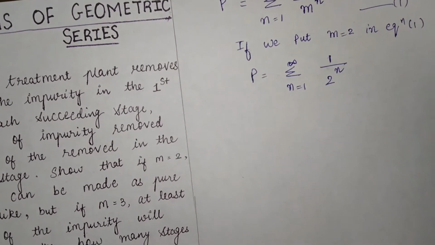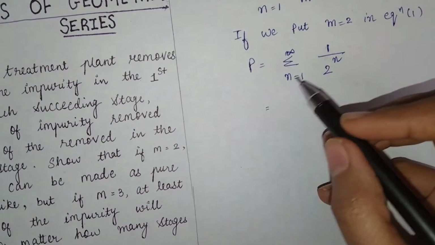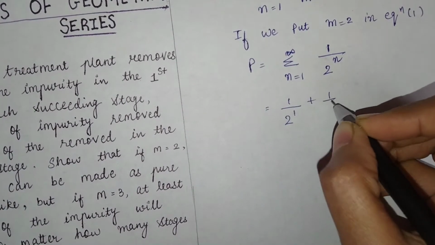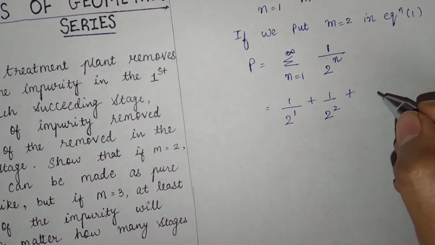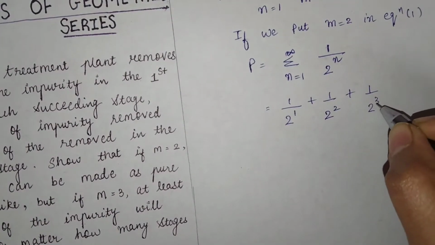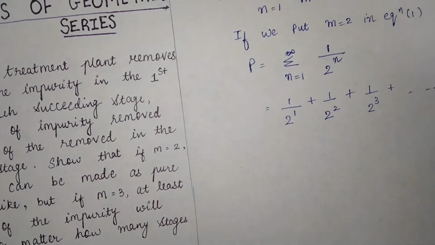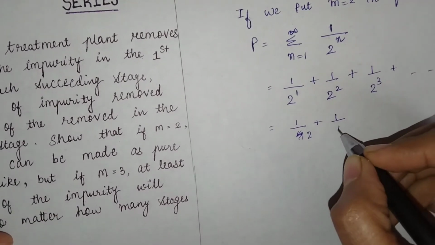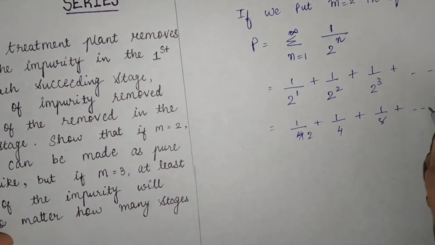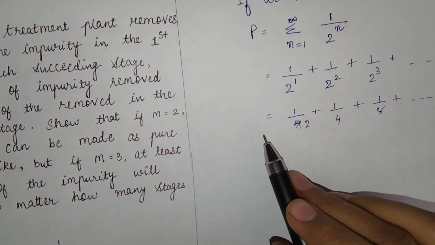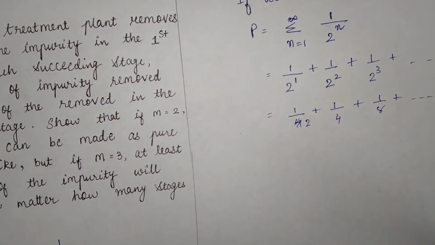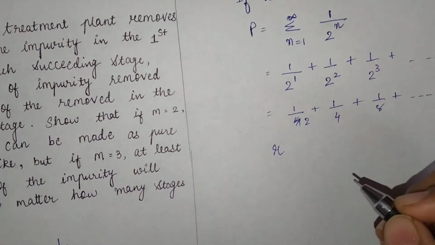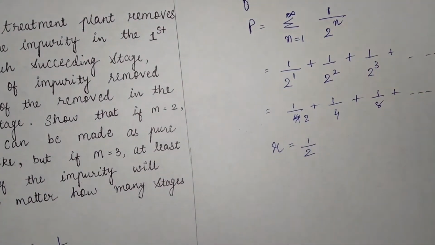Okay, now if we put this limit in this, then we will get 1 upon 2 raised to 1 plus 1 upon 2 raised to 2 and so on, so we will get 1 by 2 plus 1 by 4 plus 1 by 8 and so on. But now we can see that this is a geometric series, and as it is a geometric series we will get a common ratio here. So what is the common ratio? Common ratio is 1 by 2.